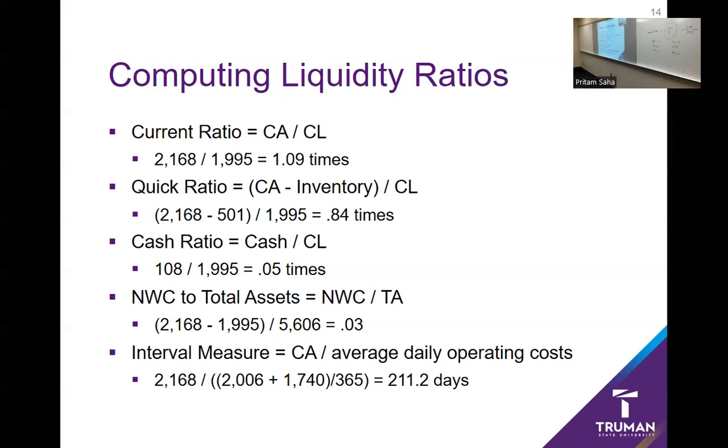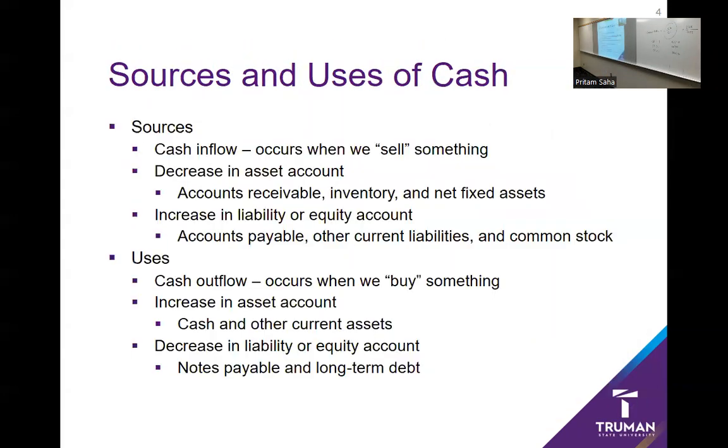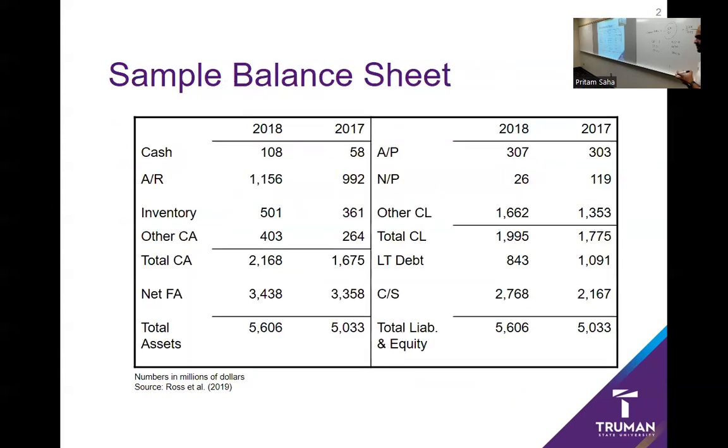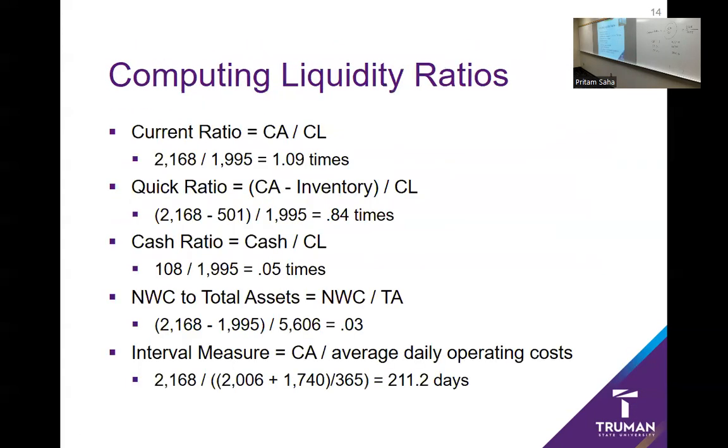So any questions so far? Current and quick. So it's easy to calculate. If you go back home, use these financial statement values: current assets, current liabilities, inventory. We are just using the same values to calculate ratios here.